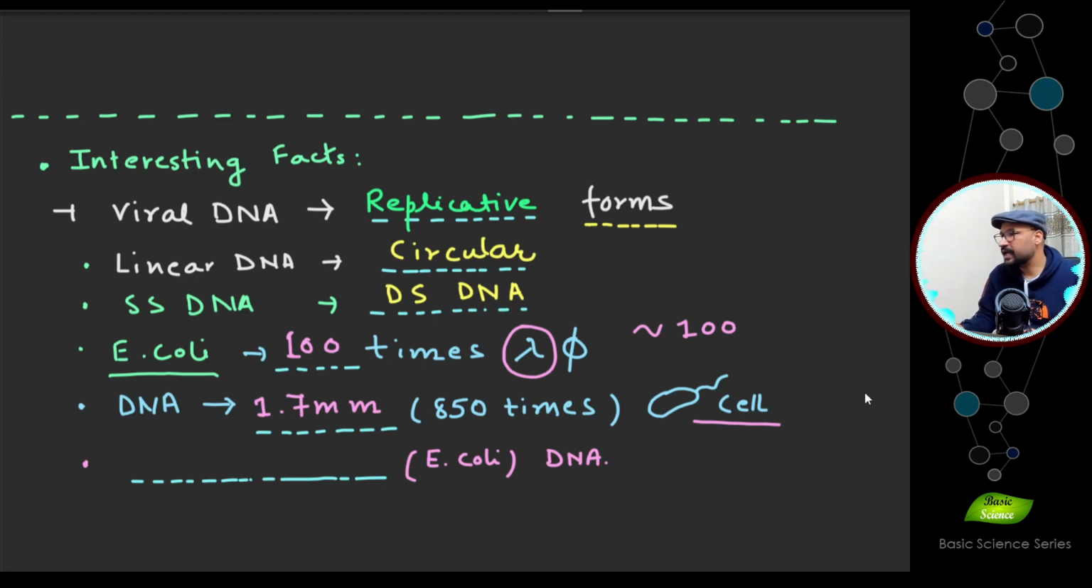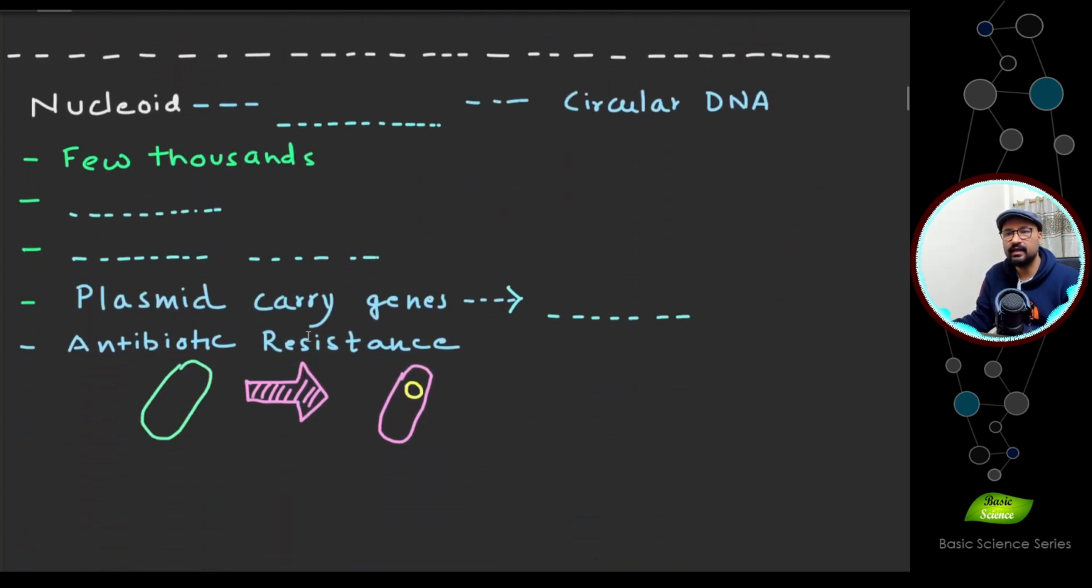Next, E. coli DNA. How many base pairs are there? I think it's better if you remember this number, which is 4,639,675 base pairs. These are the base pairs in E. coli DNA. So these are some of the interesting facts regarding the bacterial, especially the E. coli DNA.